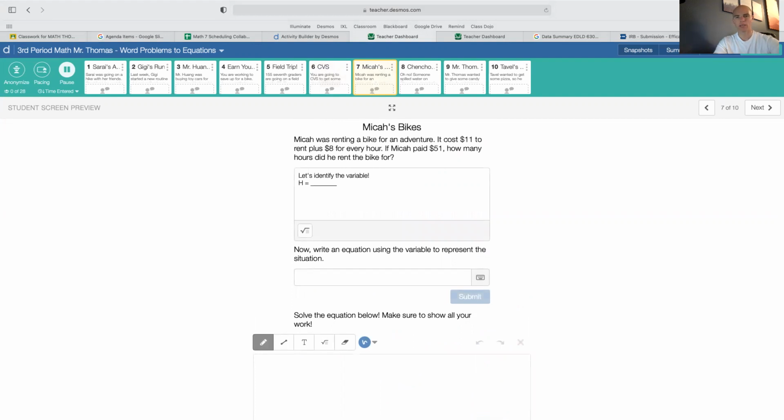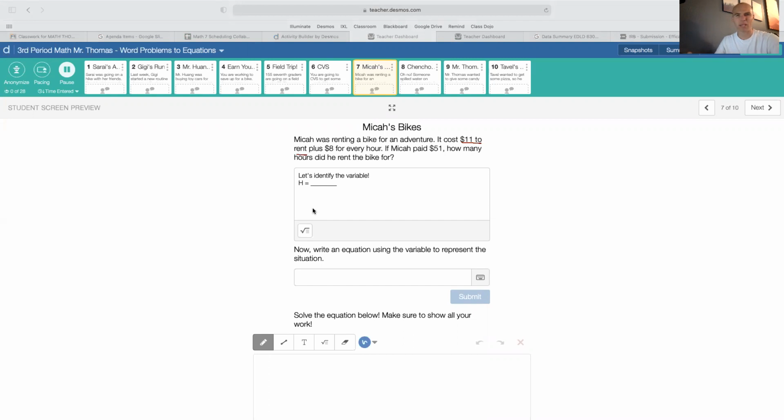Micah is renting, hold on, give me a second. Micah is renting a bike for an adventure. It costs $11 to rent. Okay, let me underline that. That's important info. $11 to rent, and then plus $8 for every hour.